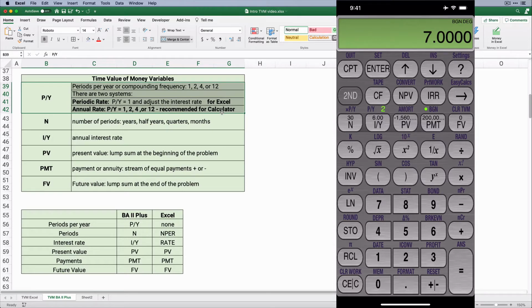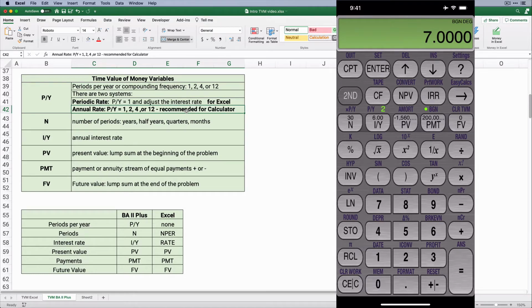Now, Excel can only use the periodic system here. So basically, you adjust the interest rate always. So 6% divided by 12, and that's the periodic rate. I'm going to recommend for the calculator that we're always going to adjust the periods per year to 1, to 4, to 2, or to 12. And then that way we can use the annual interest rate. So I'm going to demonstrate that system.